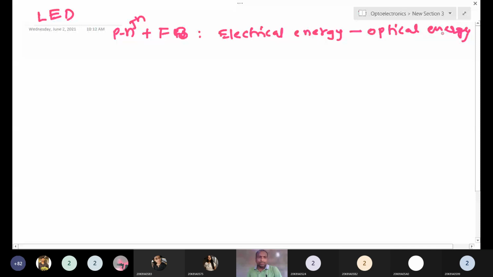So this is the thing. The symbol is just like a PN junction diode, but here a plus sign and here a minus sign. It is emitting light, so you put arrow marks outside. This is just the symbol, and we'll see how it will work.